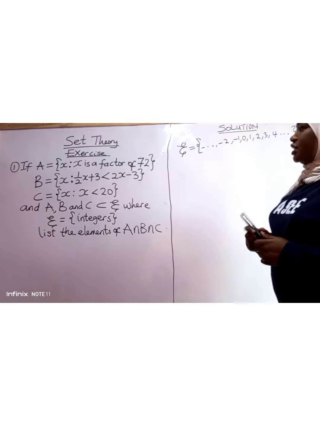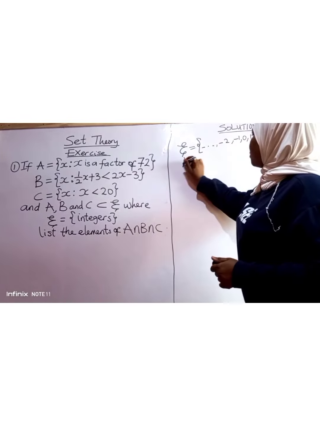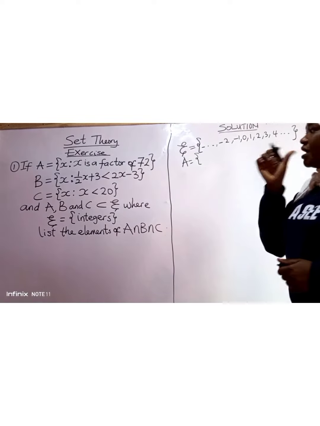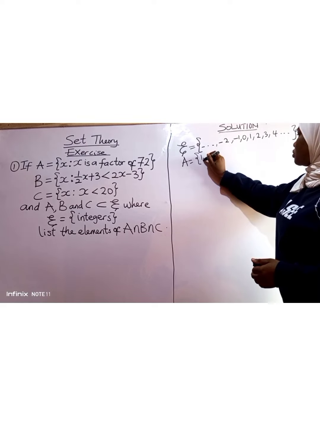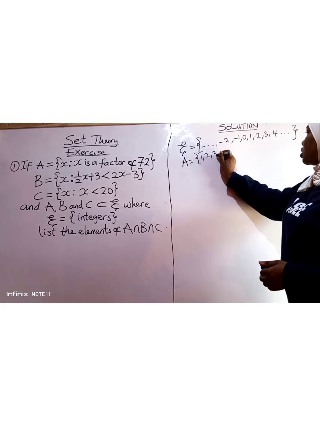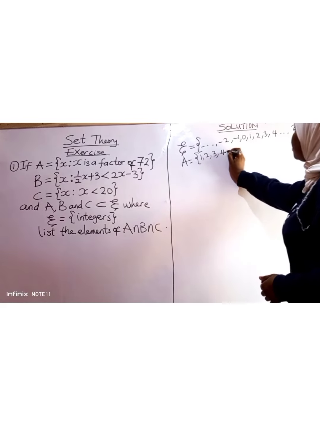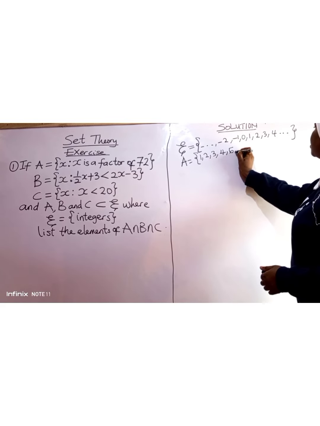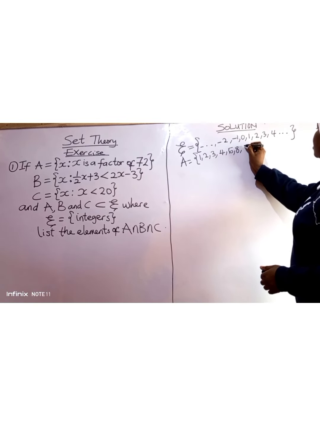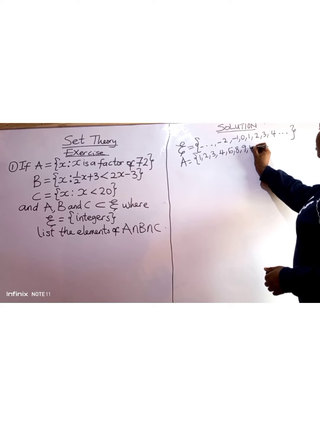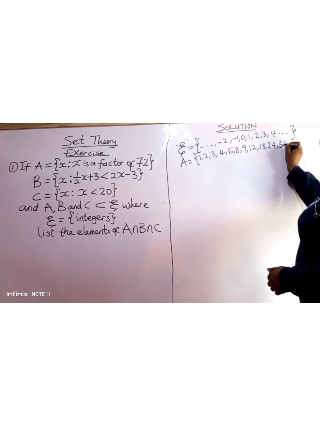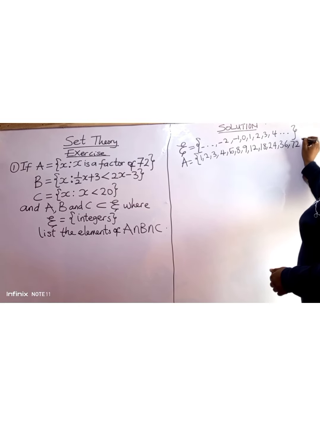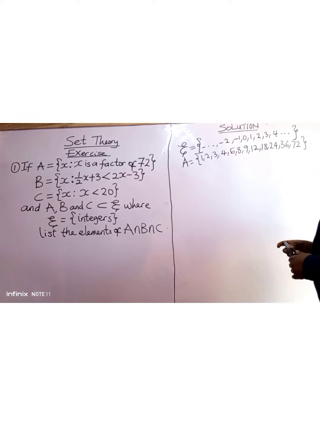Now let's find A. Factors of 72. Factors of 72 are 1, 2, 3, 4, 6, 8, 9, 12, 18, 24, 36, and 72. Those are the factors of 72.